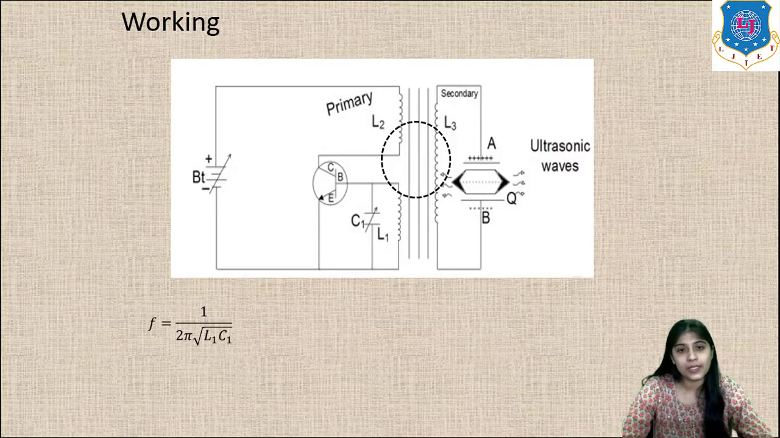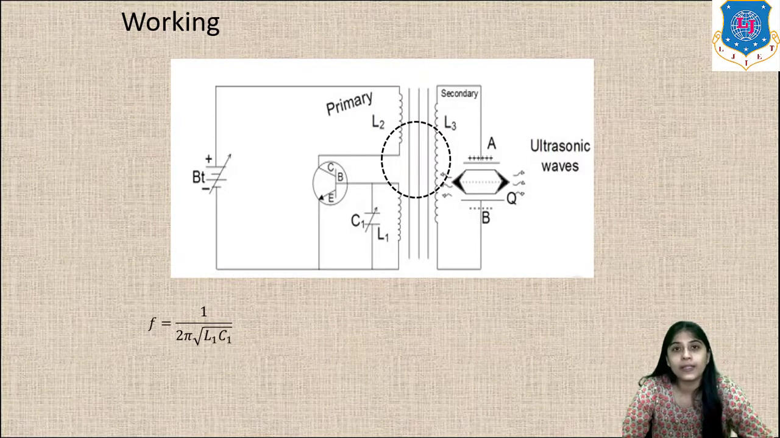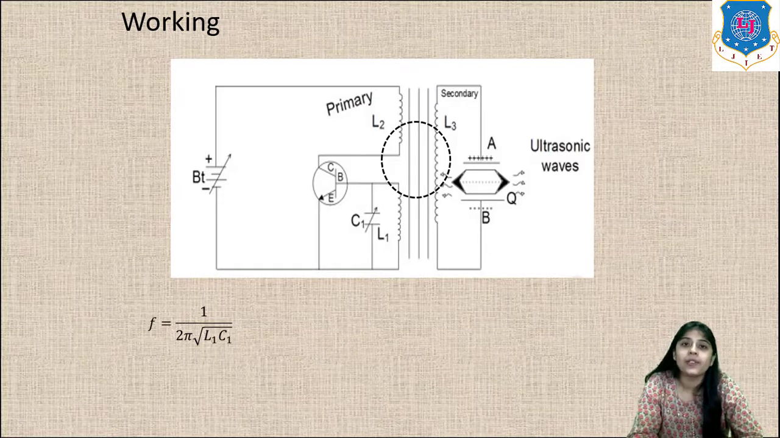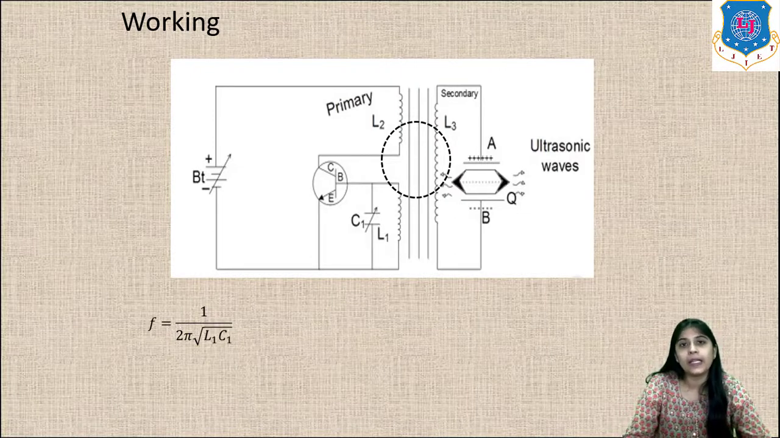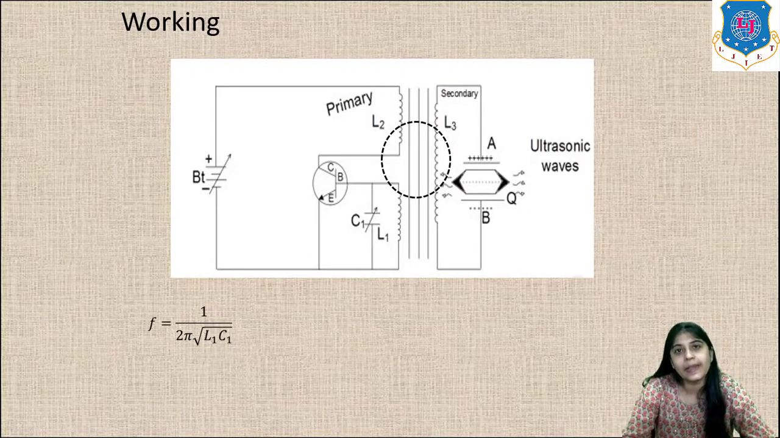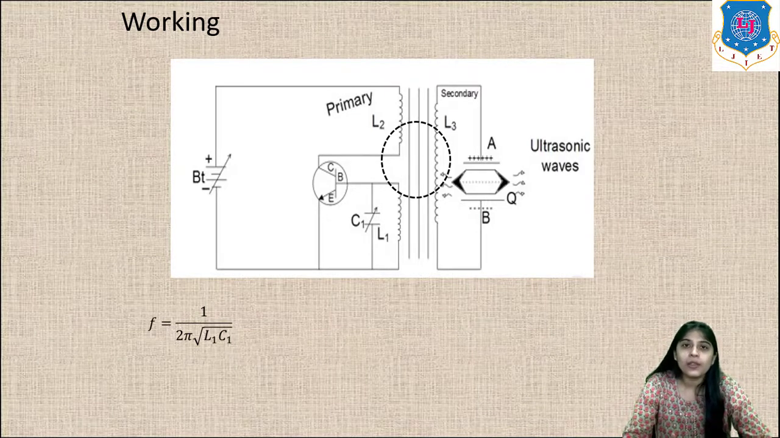Due to this current, a magnetic field is produced around the L1, L2 and L3 coils. Any change in magnetic field or magnetization will produce flux or EMF. So an EMF is induced in coil L3 in this way, and this EMF is impressed on metal plates A and B, and as a result metal plates A and B are charged. Metal plate A is positively charged and metal plate B is negatively charged.